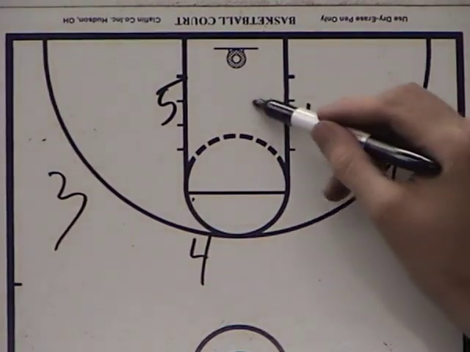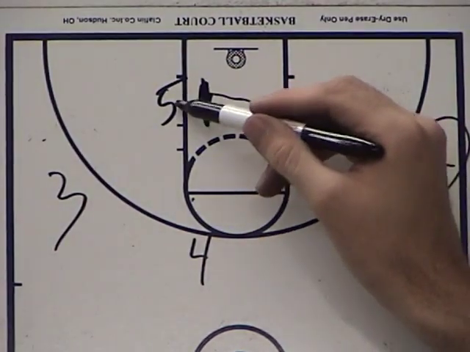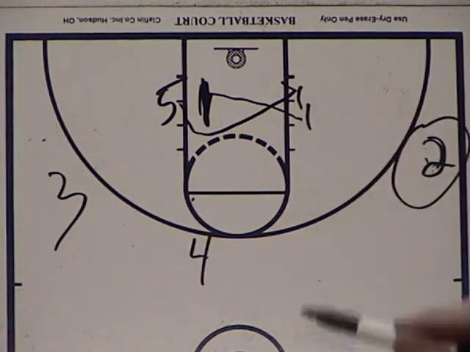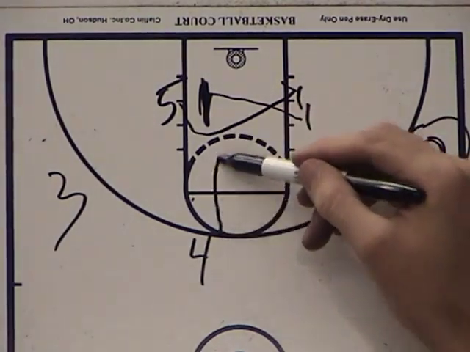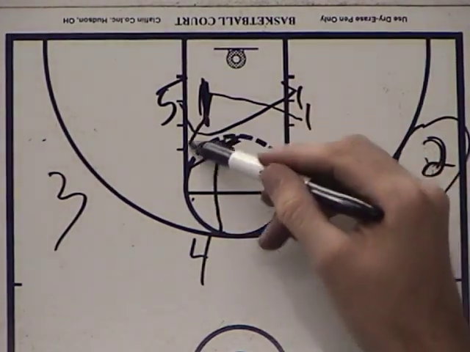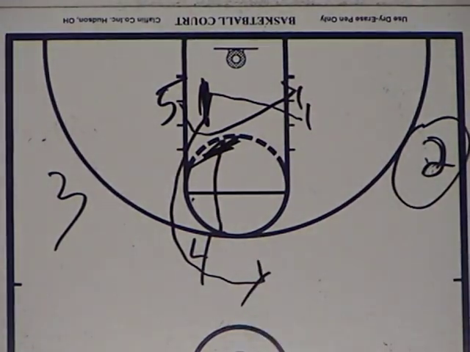If the shooter doesn't have a shot, 1 goes in and he'll set a small to big screen on the post man and he'll come across. Then 4 will set a down screen for 1 who will curl back up and look for a shot.